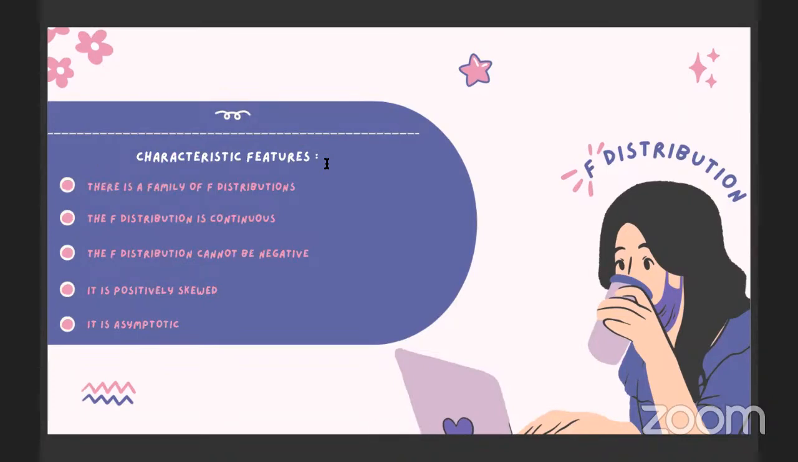The F distribution has the following characteristics. The first one is that there is a family of F distributions. This means that there are various F distributions, which are determined by the level of significance and the degrees of freedom used. The second one is that the F distribution is continuous. The third one is that the F distribution cannot be negative. The fourth one is that it is positively skewed. And the last one is that it is asymptotic.